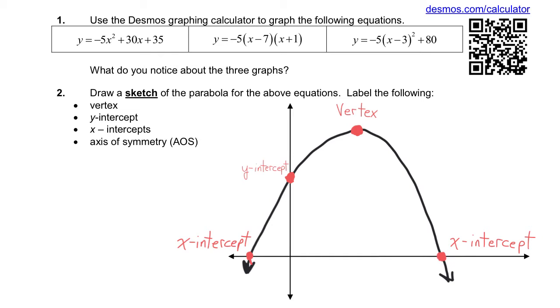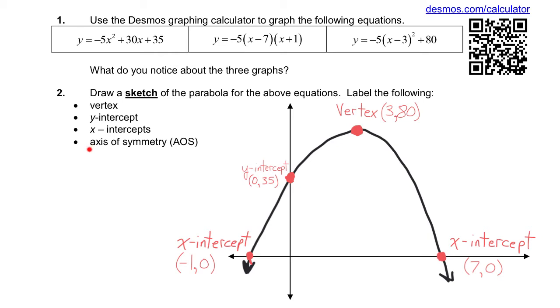Now, let's label the coordinates, because if you look on the Desmos graphing calculator, you will find coordinates if you click on these points. So here's what the coordinates are. The vertex has coordinates (3, 80). The y-intercept has coordinates (0, 35). And the x-intercepts are (-1, 0) and (7, 0). Now, we're going to see what the relationship is between these numbers and the equations later. For right now, we're just going to write them down.